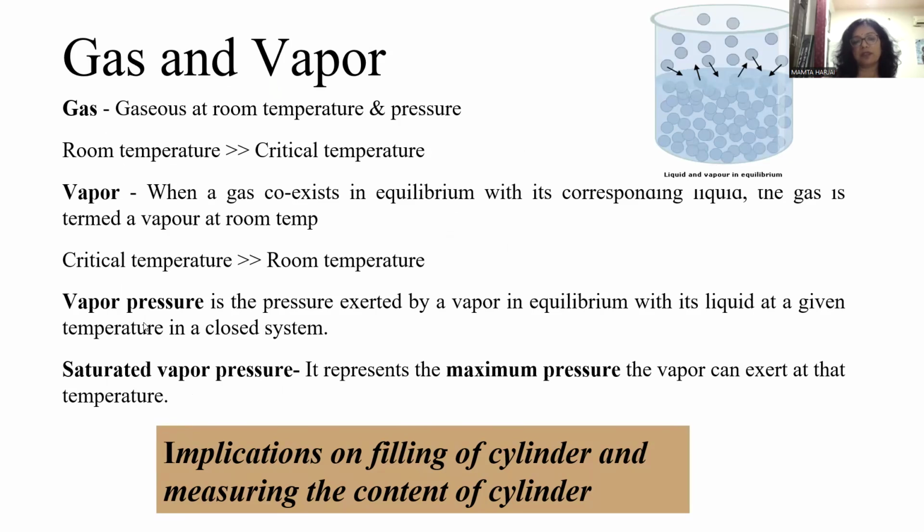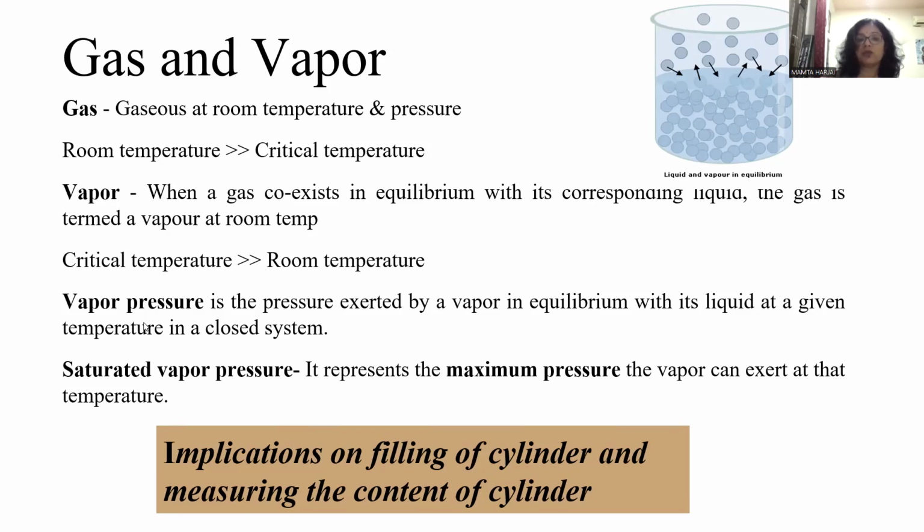What are gases and vapor? The gas is basically that which is gaseous at room temperature and pressure. That means the room temperature is quite above the critical temperature, and that's why it can remain in the form of a gas. While vapor is when a gas coexists in equilibrium with a corresponding liquid, the gas is termed a vapor at room temperature. That means the room temperature is quite low compared to the critical temperature.